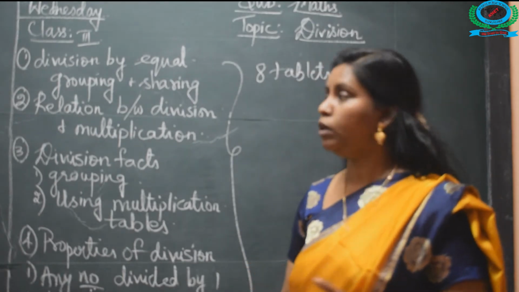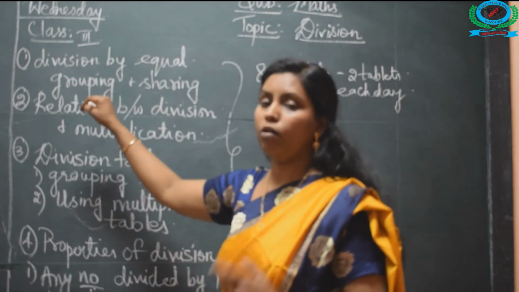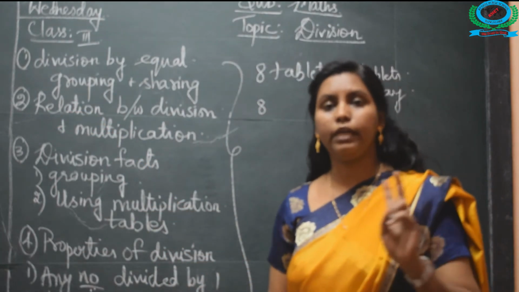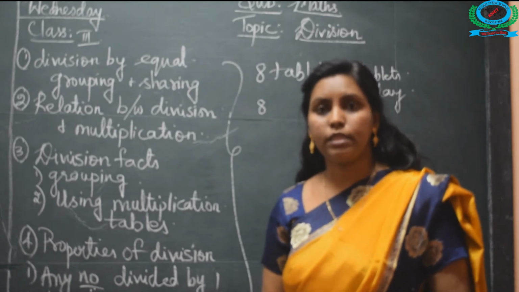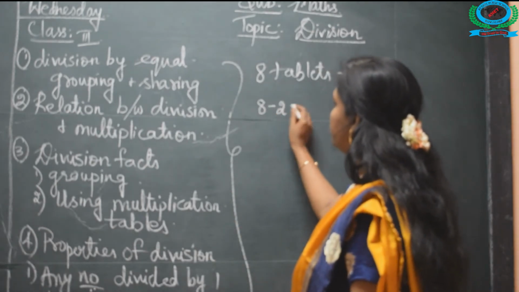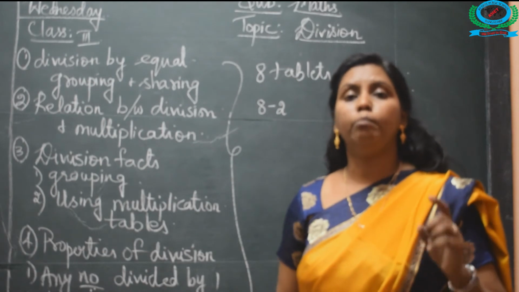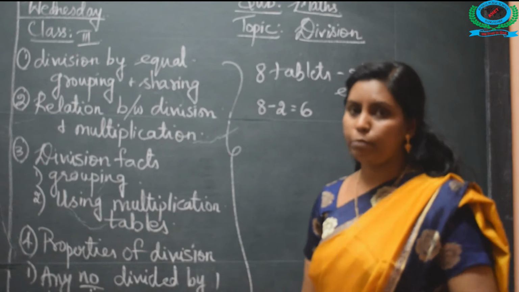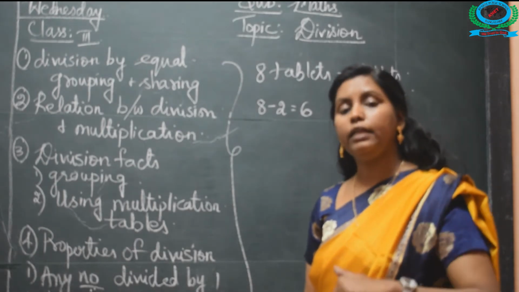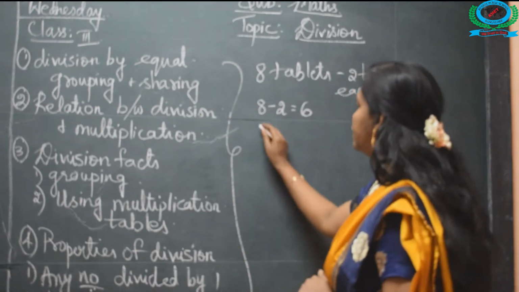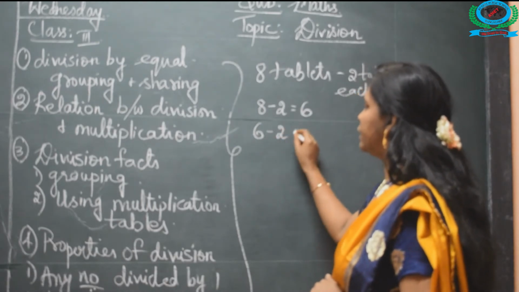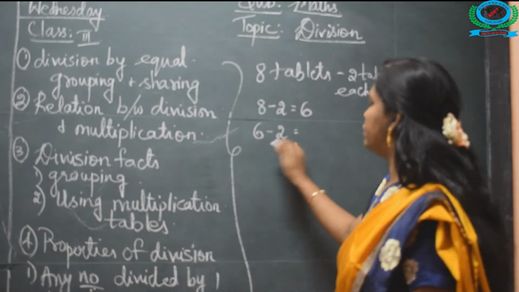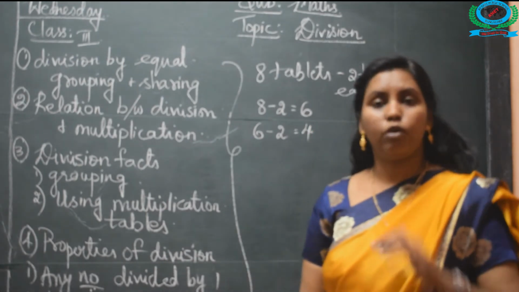So what you have to do? First, by equal grouping or sharing. The doctor has given 8 tablets. Each day he has to take 2 tablets, isn't it? So just subtract 2 from 8. If you subtract 2 from 8, you will get 6. So 6 tablets will be remaining. Again the next day, out of 6 tablets, he takes 2 tablets. 6 minus 2 is 4. So 4 tablets will be remaining.